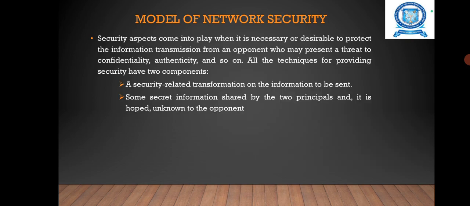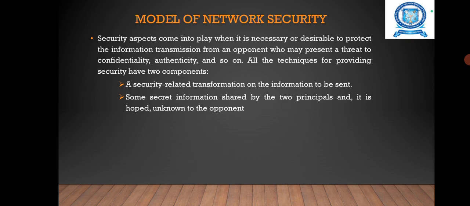Here it shows the security aspects come into play when it is necessary or desirable to protect the information transmission from an opponent who may represent a threat to confidentiality, authenticity, and so on. All the techniques for providing security have two components. The first one is a security-related transformation on the information to be sent, for example, the encryption of the message which scrambles the message so that it is unreadable by the opponent, and the addition of a code based on the contents of the message.